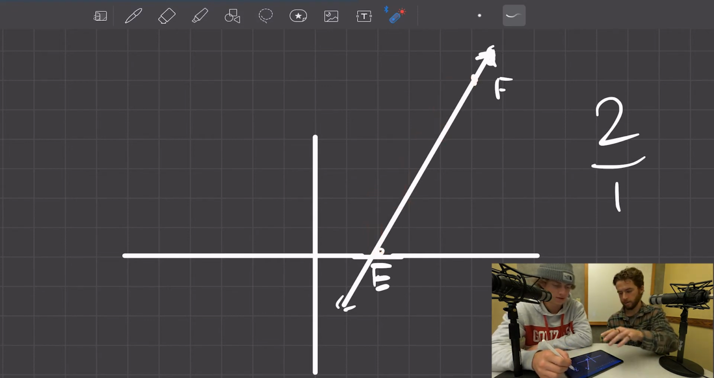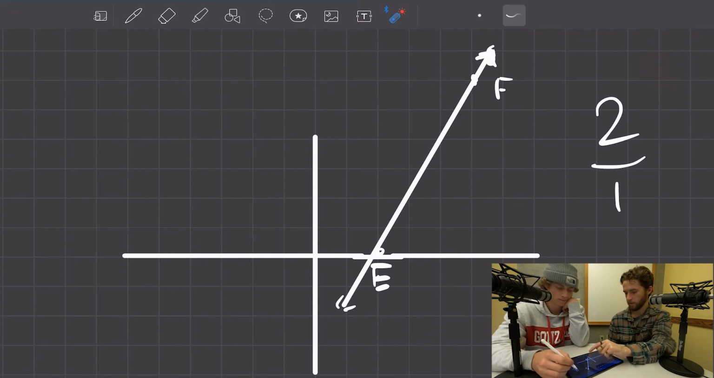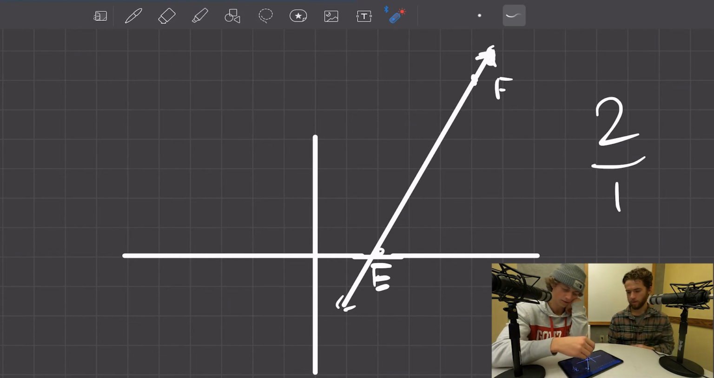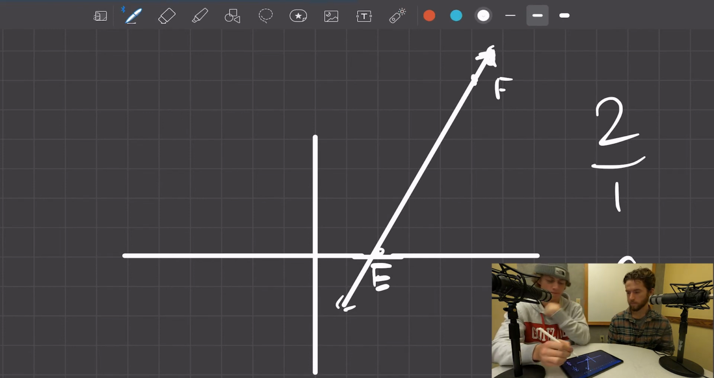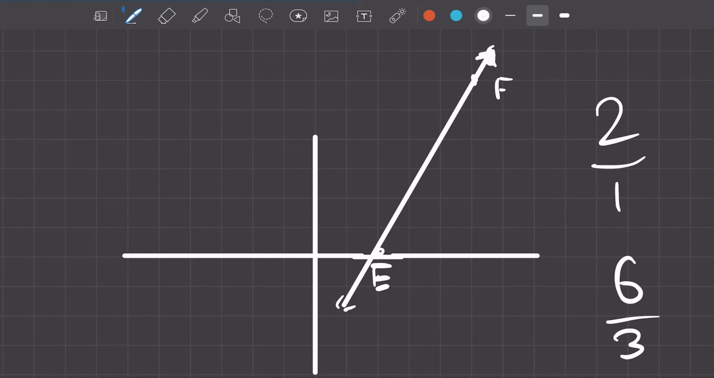Okay, and just for the sake of it, go ahead and do the same type of calculation, but use the points E and F. So how much do you go up and how much do you go over? 1, 2, 3, 4, 5, 6. 1, 2, 3. So up 6 over 3. Yep. Which makes sense because 6 is double 3, and 2 is double 1.